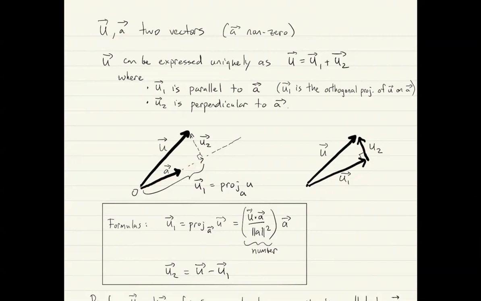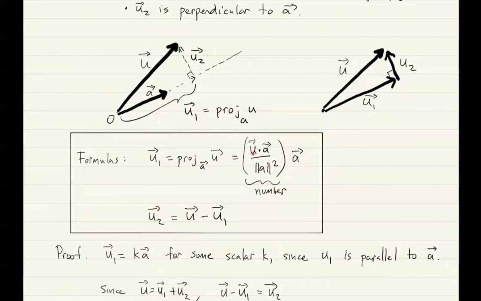It's going to be the direction that u1 is in, or the opposite direction, but in any case, parallel to a. Okay, so what are the formulas? Well, here they are. It's a little difficult for me to remember these, but whatever. u1 is equal to the projection of u onto a. This is just notation, or another way of saying what u1 is. And here's the actual formula.